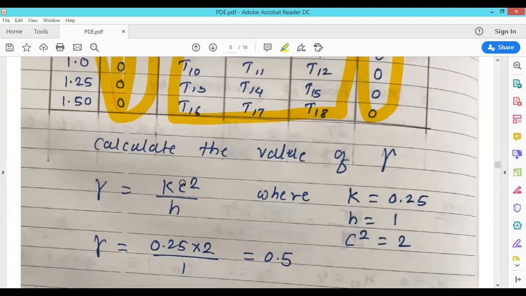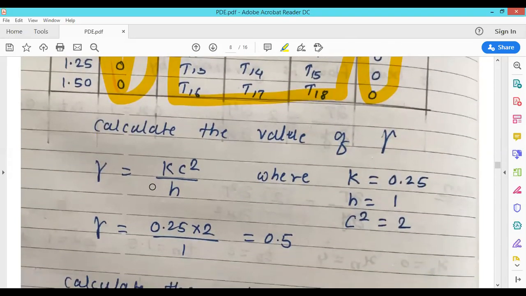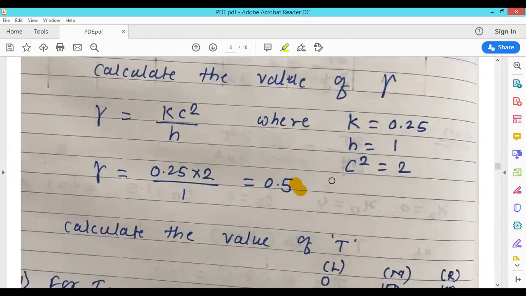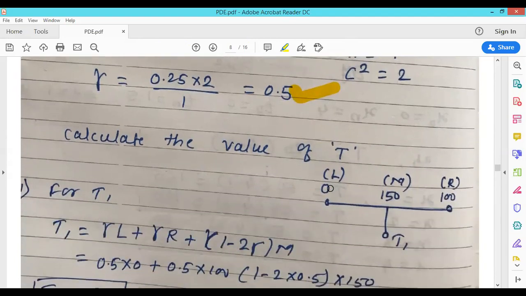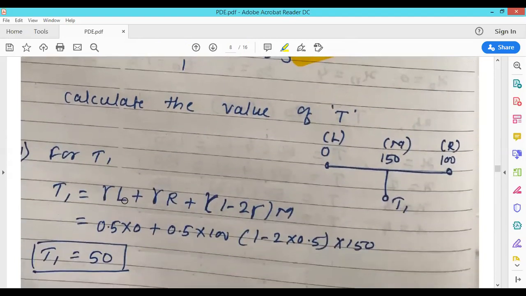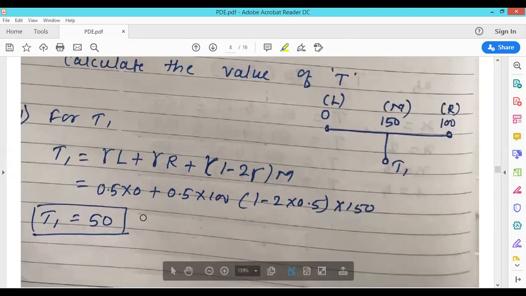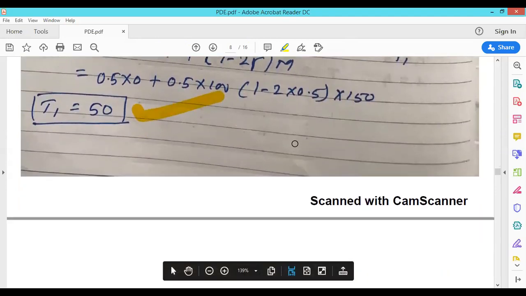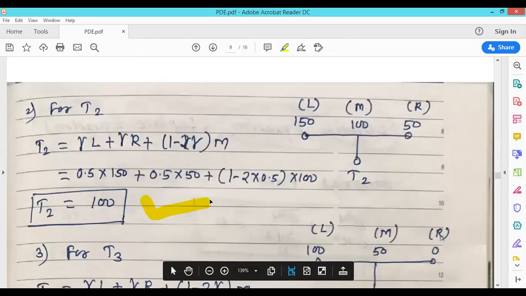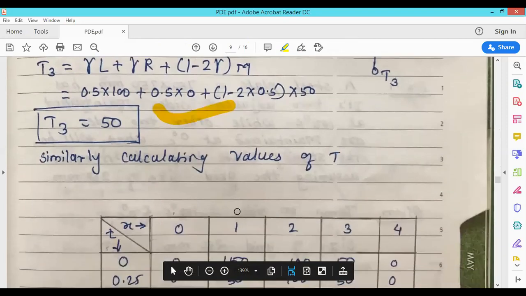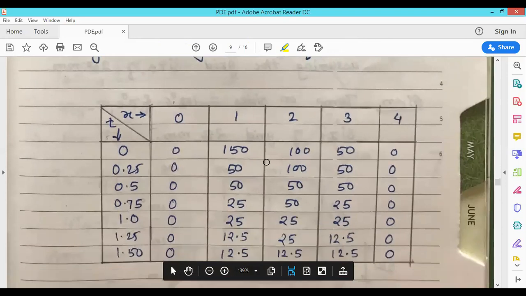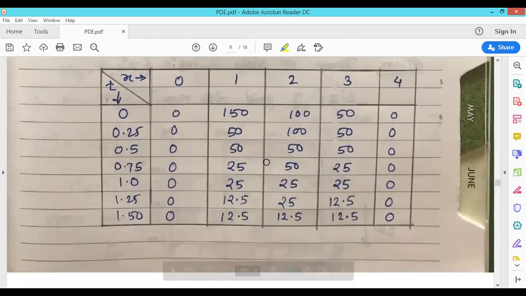Before that, you have to calculate the gamma value. Gamma is the standard formula Kc square upon h square. So 0.5 is the value of gamma. So gamma into left term, gamma into right term, 1 minus 2 gamma into middle term. So this is the T1 value that we have to find out, T2 value, T3 value. Similarly, we have to find out all the values of T.